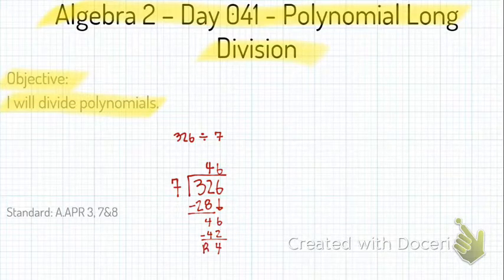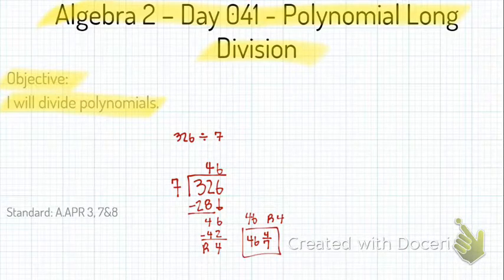So then your answer would be 46 remainder of 4, right? Or another way you could write it is 46, and you just put your remainder in the numerator and the divisor in the denominator, and that's your other way you could write it. So this is really the answer, 46 and 4/7.